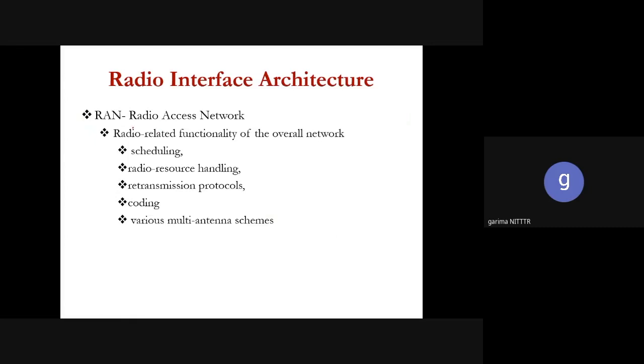When you talk about the radio access network, we can say it is the radio-related functionality of the overall network, which helps in scheduling and radio resource handling, that is, which frequency band and how much is allocated to which user. Whenever a user sends a request, radio resource allocation is the responsibility of the radio access network. Then retransmissions, whenever your signal is dropped and you want to retransmit, and some physical layer parameters such as coding are supported by the radio access network. Multi-antenna schemes are also implemented at the radio access network.